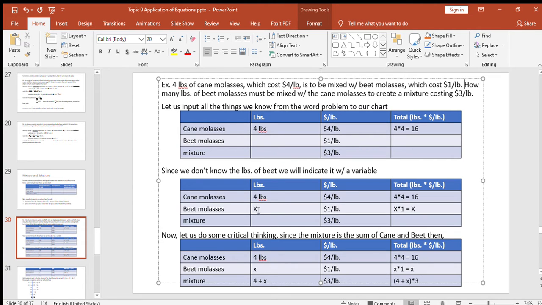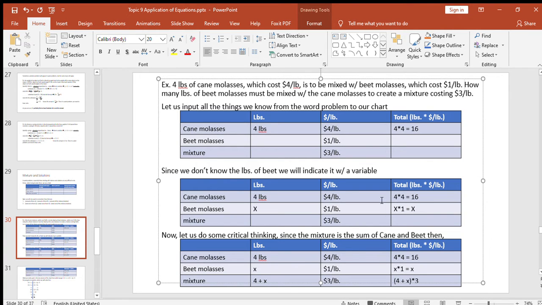And hence, since we know the pounds for the beet molasses is x, then we know the total, since it's just going to be multiplied x times 1, which is x. So our total for our beet molasses is x.